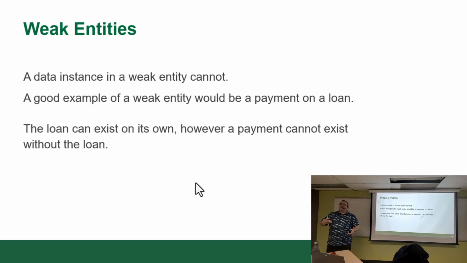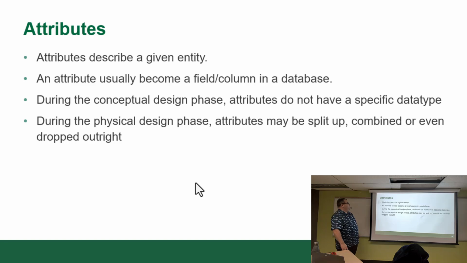A payment cannot exist without the loan, but the loan can exist without a payment because in theory, you just got the loan, you just got your money, you just bought whatever you used that loan to buy. The first payment comes out next month. So the loan can exist without the payment, but a payment can't exist without a loan. Therefore, the payment is weak, the loan is strong. Those are your two fundamental entities, the two kinds of entities we see. Most entities are fairly strong entities.